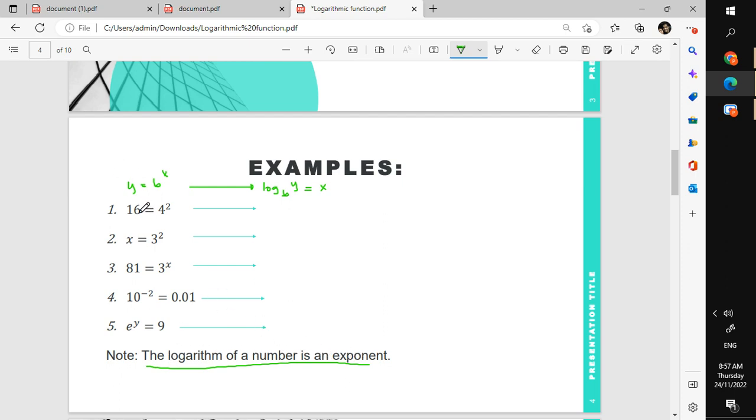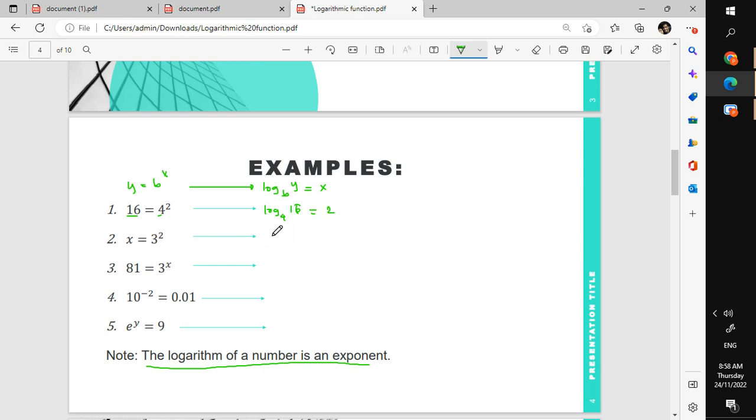So given that our number is 16, which is equal to 4 squared, our base will remain the same. To convert this into a logarithmic form, you first write down the log of our number, which is 16, to the base 4 is equal to our exponent, which is 2. This will be the same in the following examples. The exponent will always be on the other side.